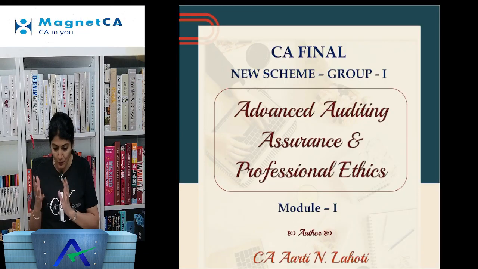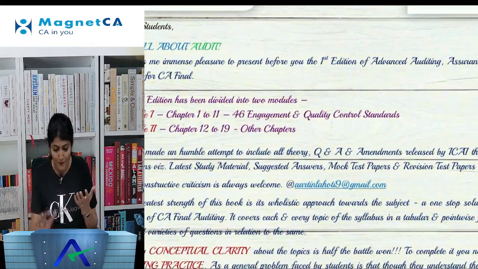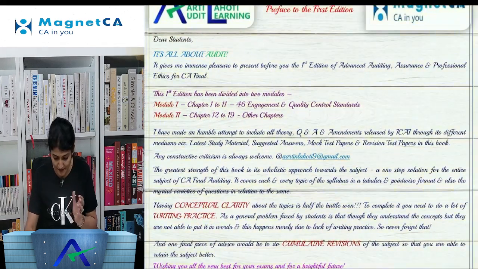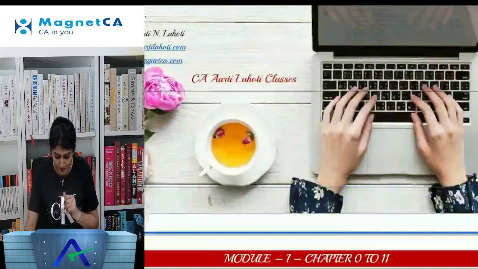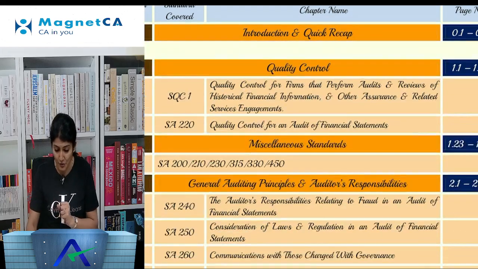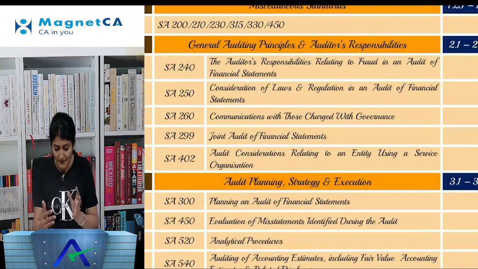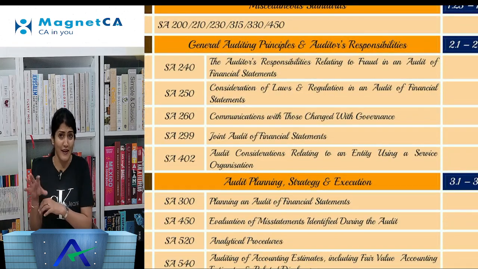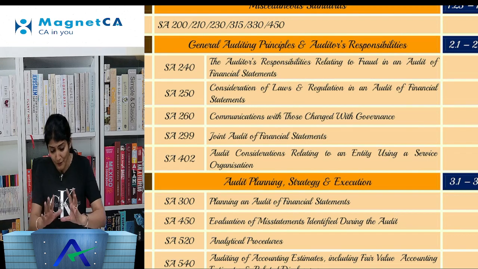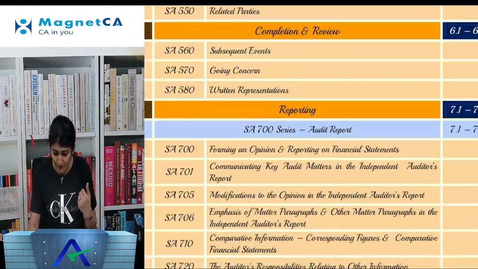So this is module 1, as I mentioned to all of you. I told you chapter number 1 to 11 has the 46 standards, and chapter number 12 to 19 has the other chapters. I've given you some tips regarding your studies, and then this is the index. In chapter 0, introduction, quick recap. Then chapter number 1, 1A is an addition from my side. If you check these with the study material of ICAI, you see exactly the same chapter names, and I've made a note of which chapter covers which standards.